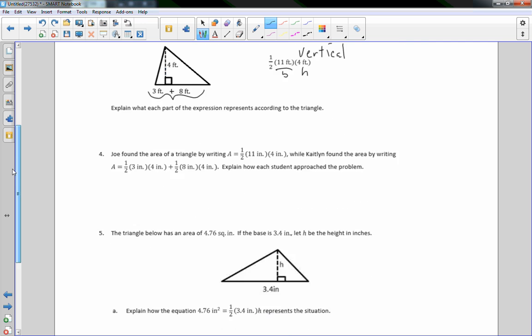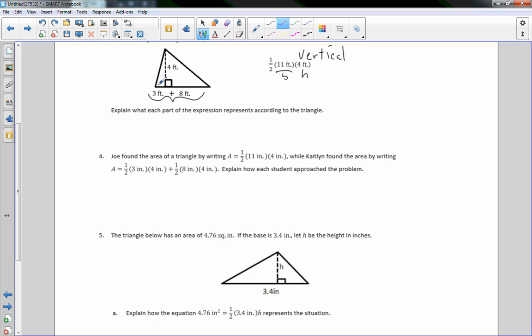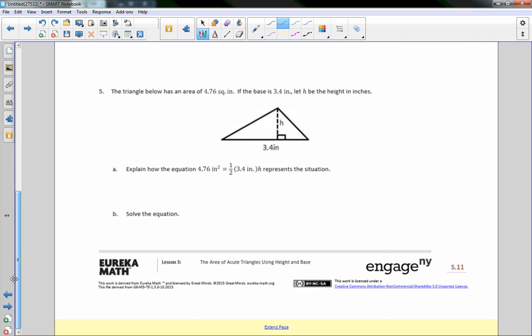Okay, just did that. And number 4, Joe found the area of a triangle by writing this formula, while Caitlin found the area by writing 1/2 times 3 times 4 plus 1/2 times 8 times 4. So he approached the problem by taking the total base times the height one time, where she took the base of the small triangle times the height plus the base of the big triangle times its height, and combined the two areas to get a total area. So they're doing just what we did on the last page. Okay, I'm not going to spend more time on that.